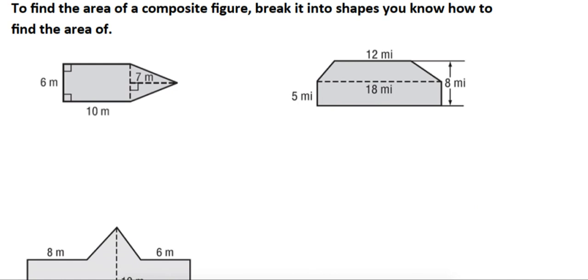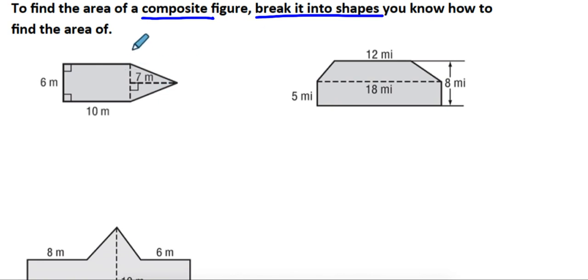So here's where we're putting this all together. 6th grade was the basic shapes. Now we're going to get to the more complicated ones. So these are our composite figures. And the key to a composite figure is break it into shapes that you know how to find the area of. So break it into pieces you know.